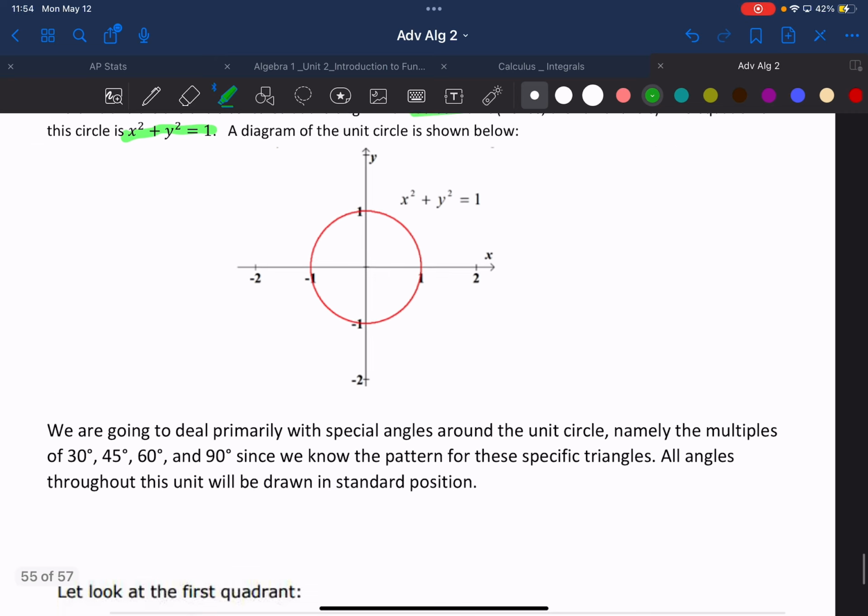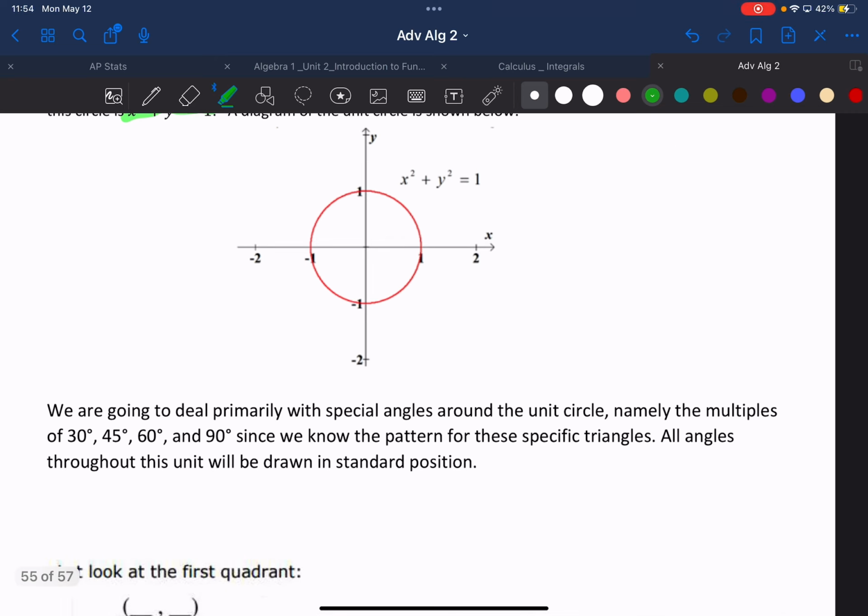We're going to deal primarily with the special angles around the unit circle, namely the ones that have 30 degrees, 45 degrees, 60 degrees, and 90 degrees, since we know the patterns for each of these triangles, and that's where we learned the ratios for sine, cosine, and tangent. All angles throughout this unit will be drawn in standard position. Remember, standard position is where we start from the positive side of the x-axis.